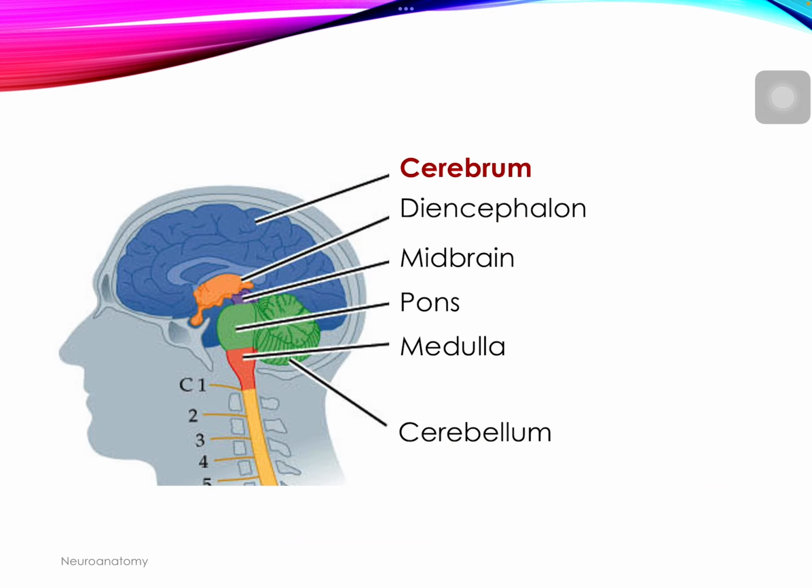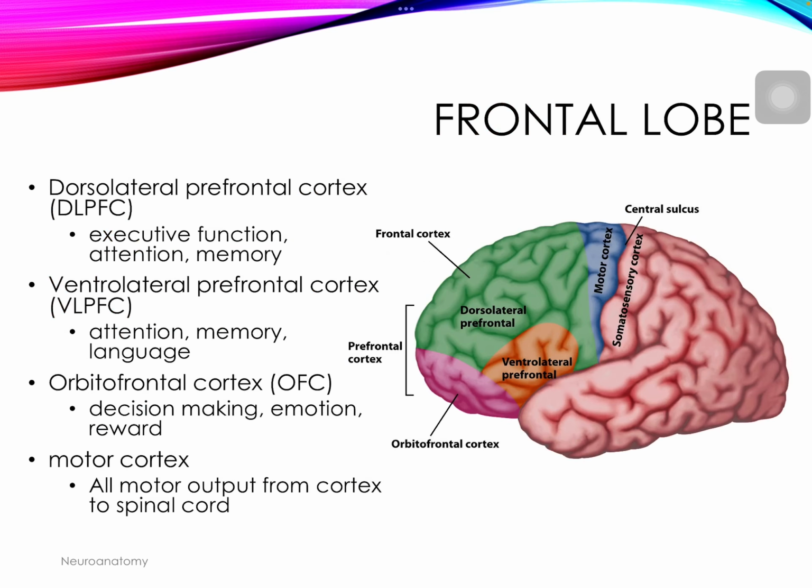And we're going to start with the cerebrum, but we're going to talk about each one of these. So we're going to go through cerebrum, diencephalon, midbrain, pons, medulla, and cerebellum, all nicely color-coded here, but we're going to start with this blue cerebrum, and we're going to talk about what that includes. So the cerebrum includes all of this sort of frontal lobe area, right? So we have the dorsolateral prefrontal cortex.